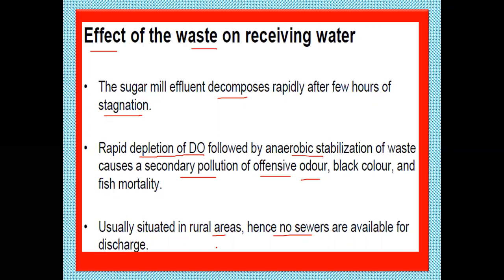So this type of sugar mills are generally located in rural areas. For example, in Andhra, in Chittoor district, you have more than 13 to 15 sugar mill factories. Those are all situated in rural areas, and they don't have any underground sewer pipes, so everything should be discharged outside, which will cause some health problems. That is also one effect of the wastewater discharging.